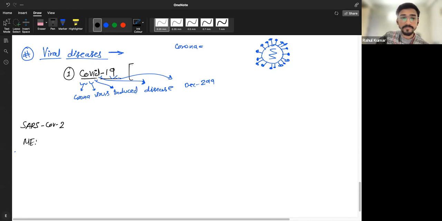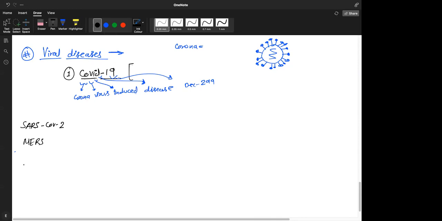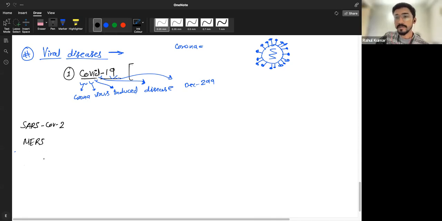There was also one outbreak that happened in the Middle East. It's called MERS, Middle Eastern Respiratory Syndrome. Here the virus was also from the same family. In SARS-CoV-1, we thought that it came from bats or something like that. SARS-CoV-2 is also predicted to come from bats and pangolins. All these are zoonotic disorders, where an animal carrying a virus, the virus started recognizing and affecting a human cell.